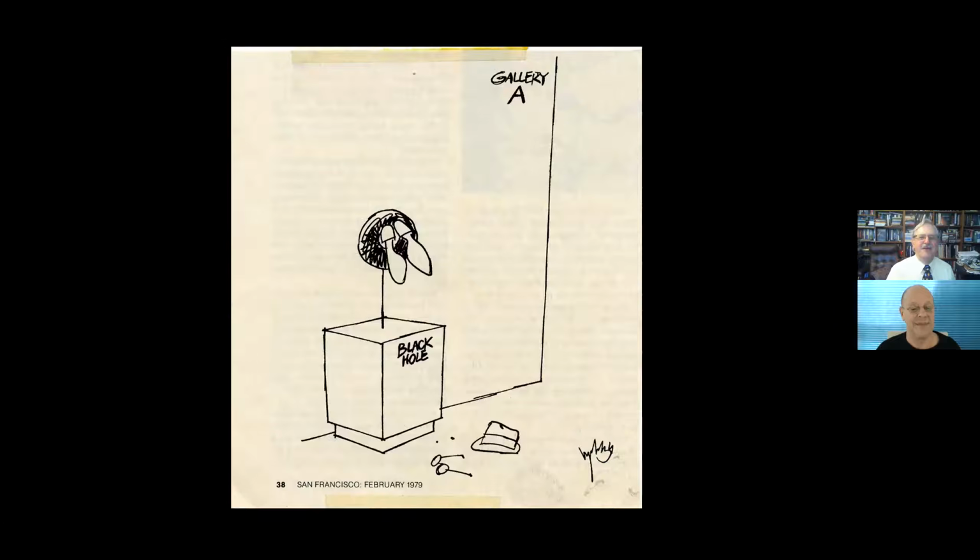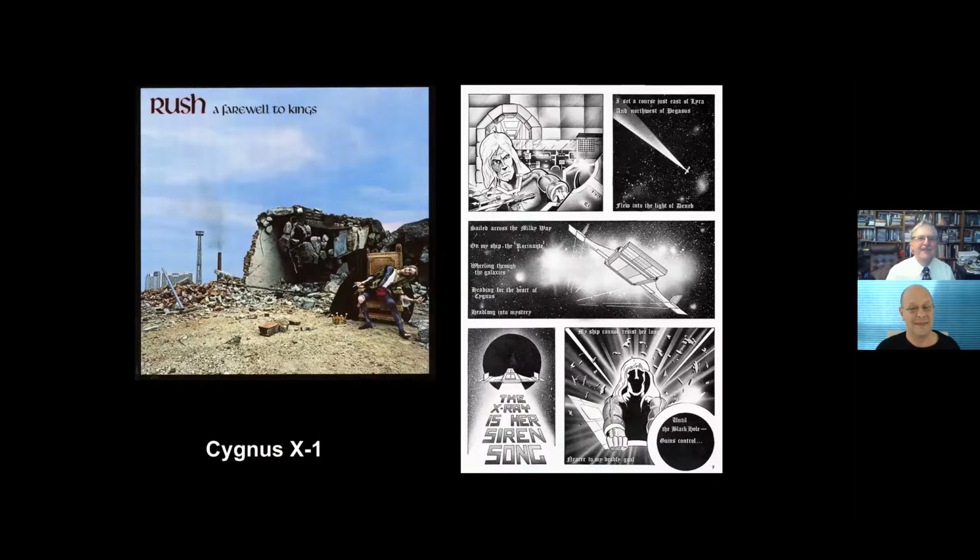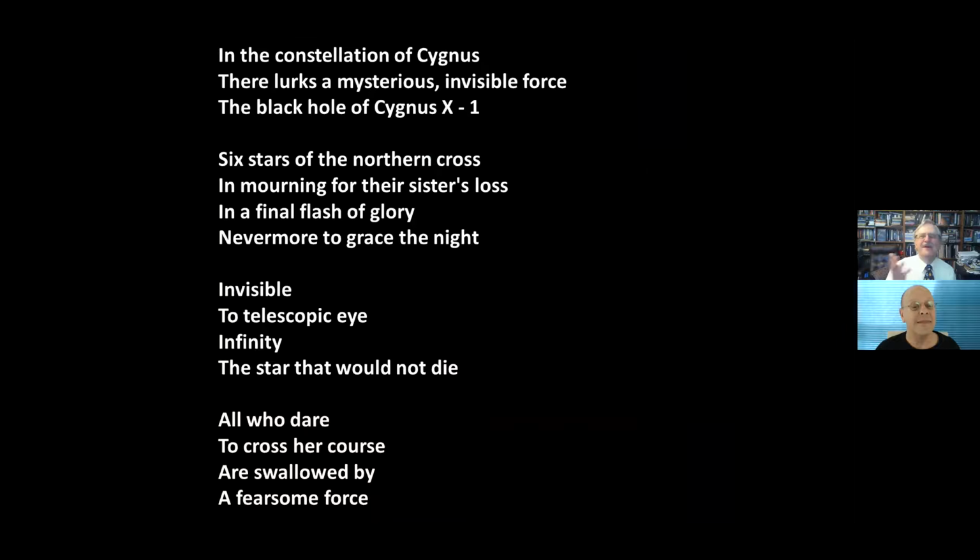The black holes are a wonderful subject for songs and music. Perhaps the best known of those is the Rush song on the album Farewell to Kings called Cygnus X1, which was actually made into a Marvel comic book, which you can also get on the web. And here are some of the lyrics to Cygnus X1, where you can see that someone in this group really does know some astronomy, because they've included some astronomical ideas in the song. So I encourage you to check that out.